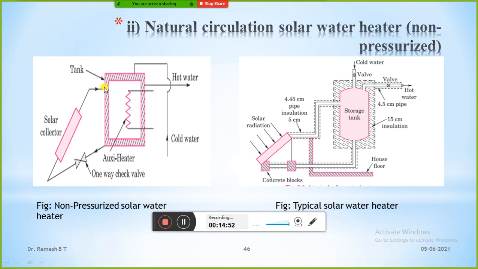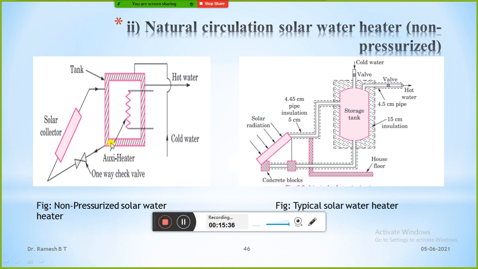Here we are using a one-way check valve. In the previous one, there is a height, and that height itself prevents the return of the hot water to the collector. In the daytime we get solar energy, the collector absorbs it and heats the water, which becomes lighter and moves to the tank. But at night there is no sun, so there is a chance of the process reversing. To avoid that, we use a one-way check valve. The check valve prevents reversing of the process, and the hot water stays in the tank only. That's why we use the one-way check valve.